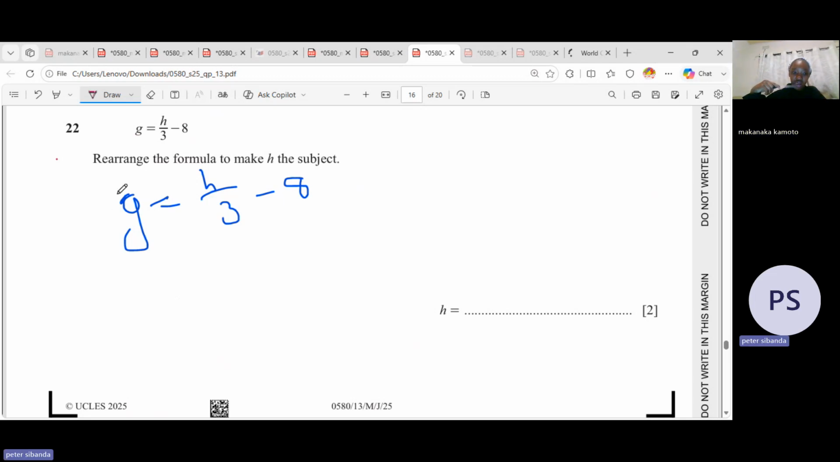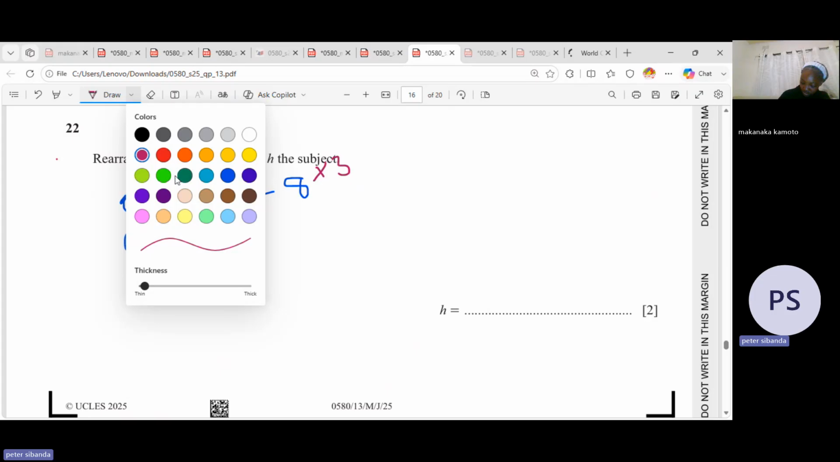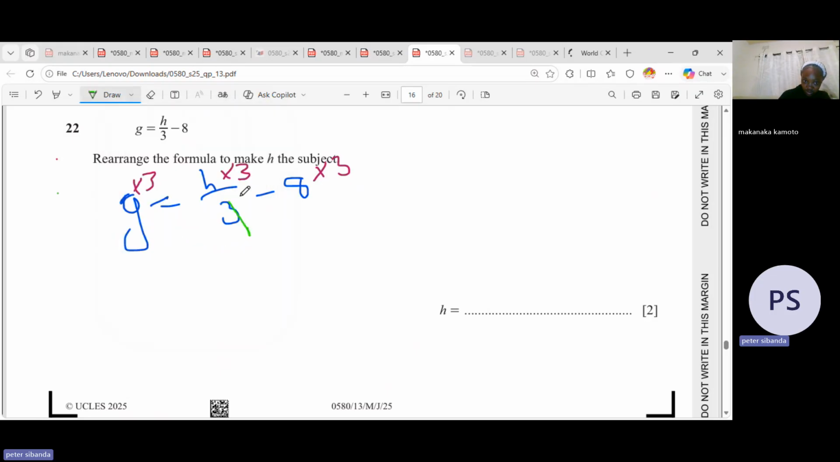The answer I wanted there is every term. I asked you how many terms. You said 3. The answer that I wanted there is that you multiply all terms by that 3, that denominator 3. That's how you get rid of the fraction. So look at me there multiplying every term. And obviously the fraction will go.